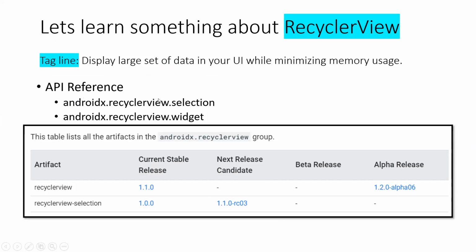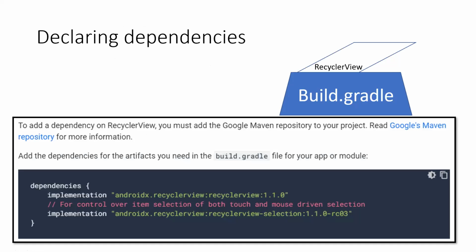You can have a selection kind of RecyclerView. You can have a widget kind of RecyclerView. So androidx.recyclerview.selection, androidx.recyclerview.widget. And this table lists the artifacts in the androidx.recyclerview group, and this is as latest as October 1, 2020.